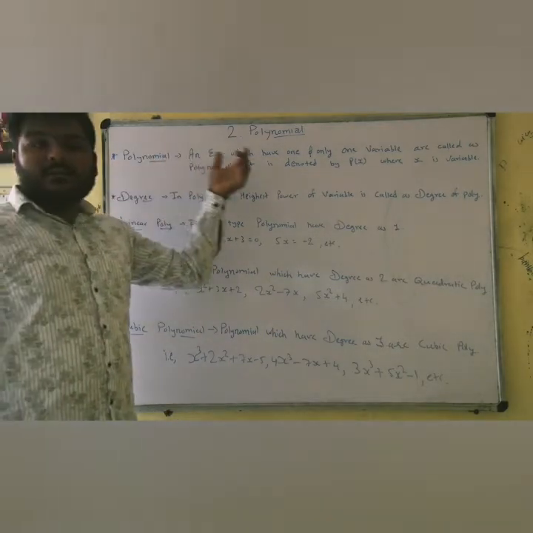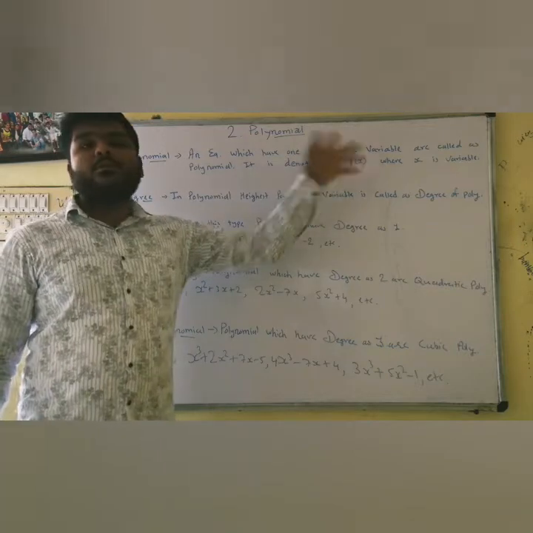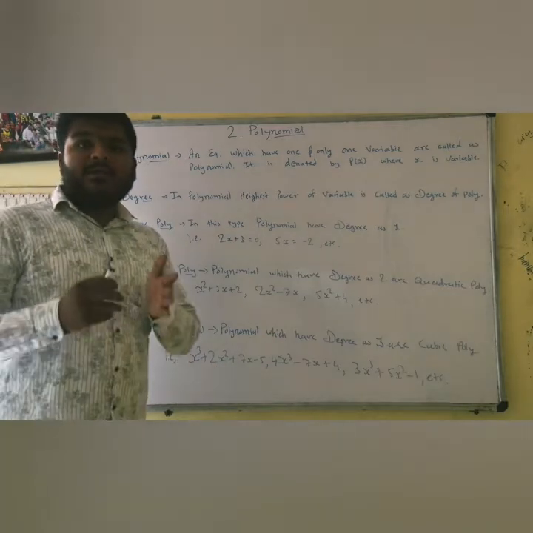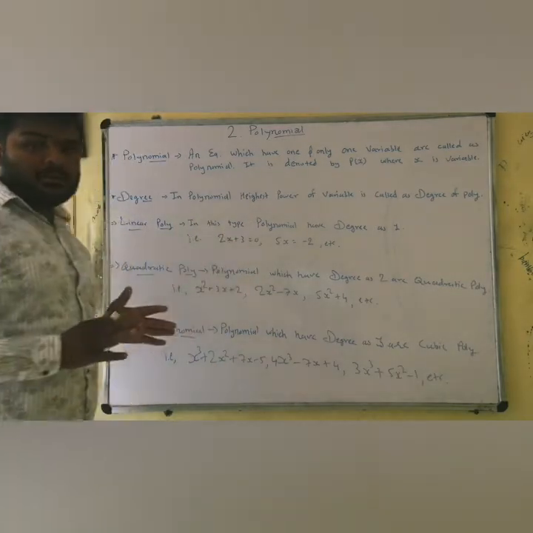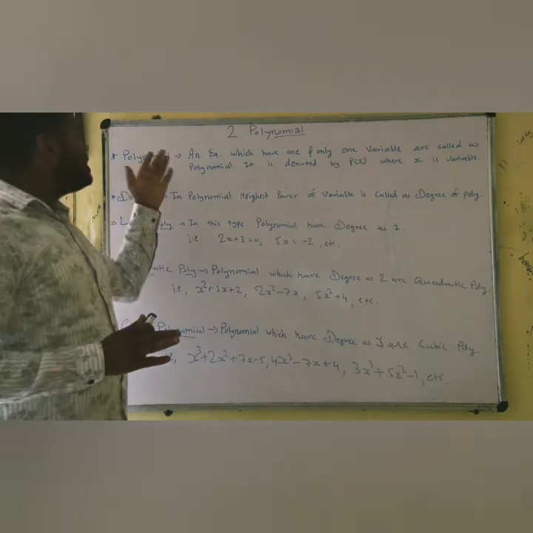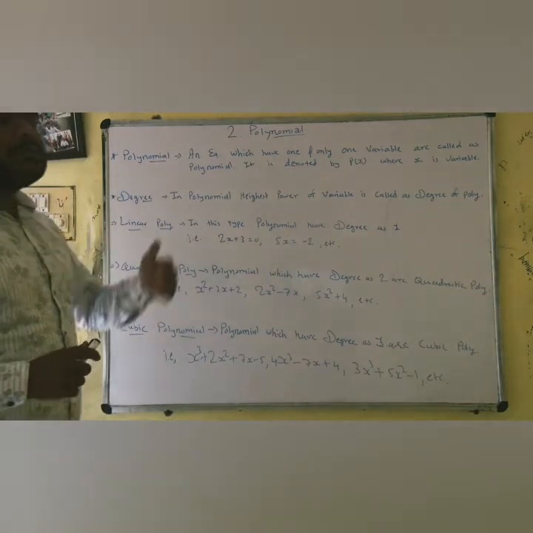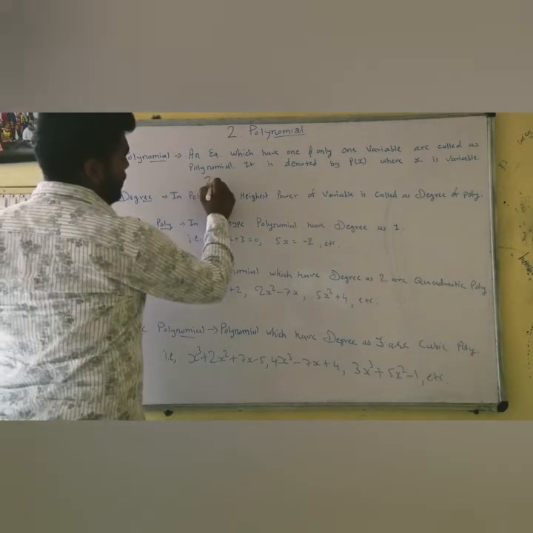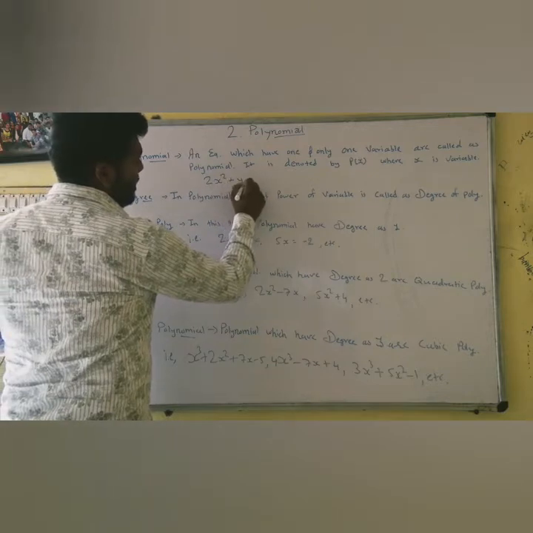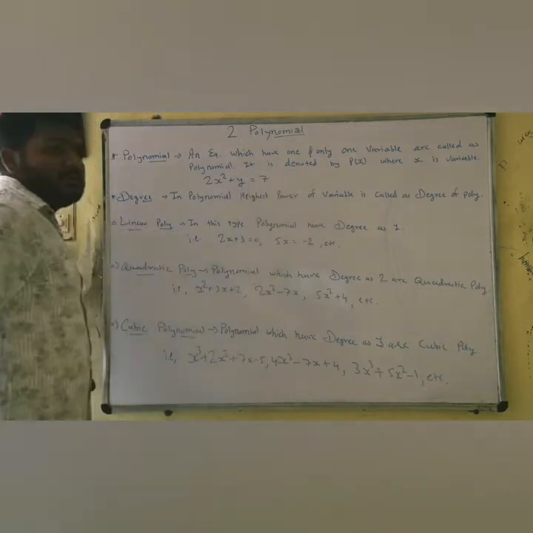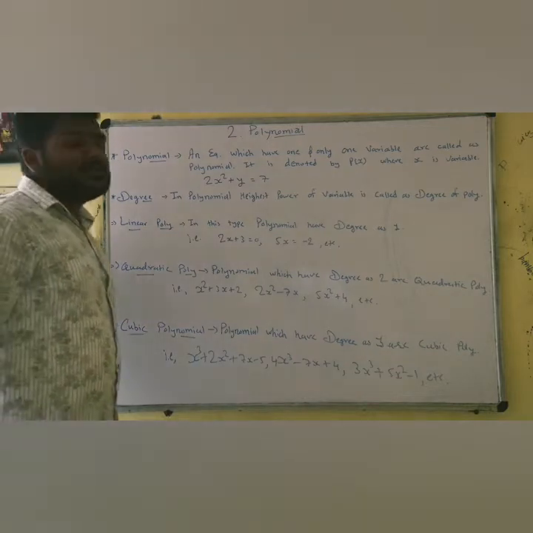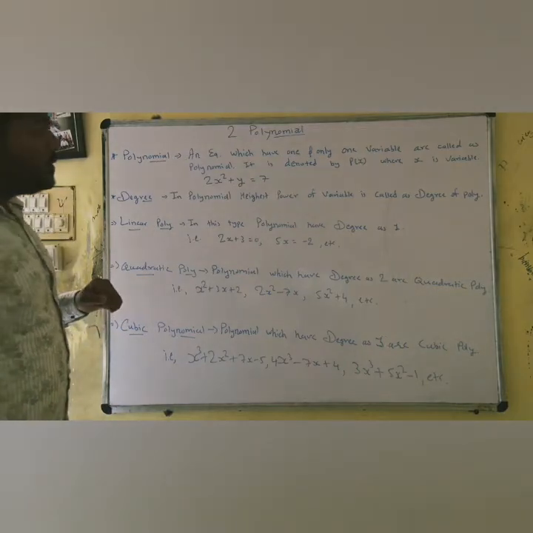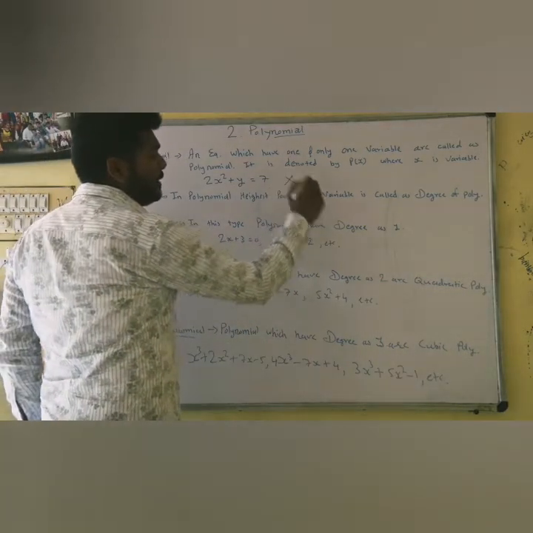An equation which has one and only one variable. That means if we have any equation, and in that equation we have one variable, then it is called a polynomial. But instead of one, if you have more than one variable, like 2x square plus y equals 7, this equation is given. So here, how many variables are there? Here we have x and y, two variables. So this one is not a polynomial.